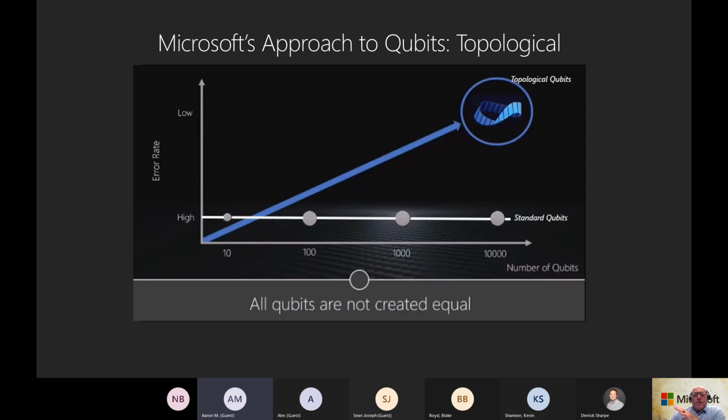So standard qubits are susceptible to the interference we talked about. Topological qubits have different properties, so they have distinct error properties. They're more robust against errors and thermal noise, if you will. They have high fidelity and they scale to large computations, right? A lot of these things are beneficial, of course, if you want to do this at scale.